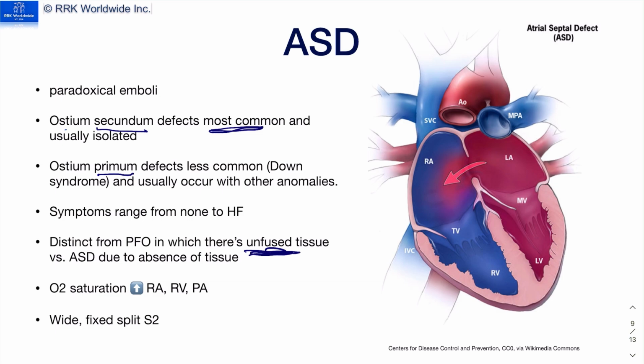Oh, and this is actually a good memory hook: Down syndrome patients have AV canal defects. So if we point at the AV canal defect here, it will be down. The ostium primum is the one that's down. The ostium secundum, excuse me, is the one that's up. Yep, that's right. Okay, so I'll test you out.